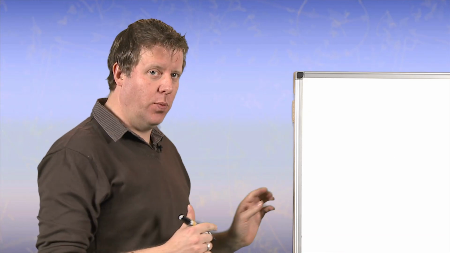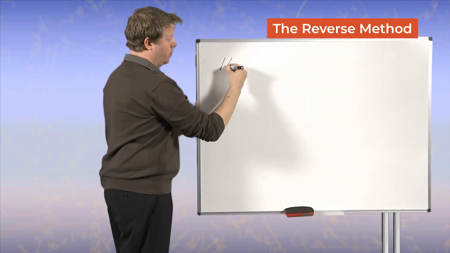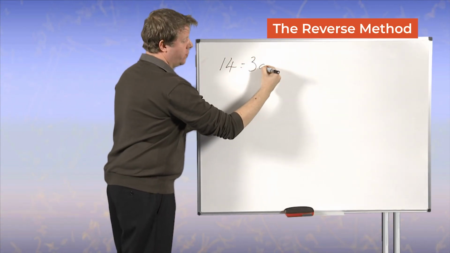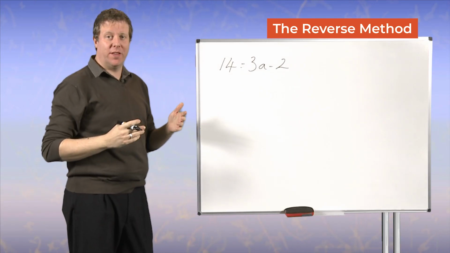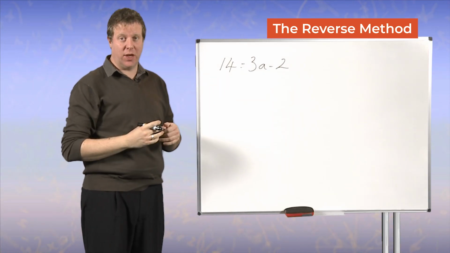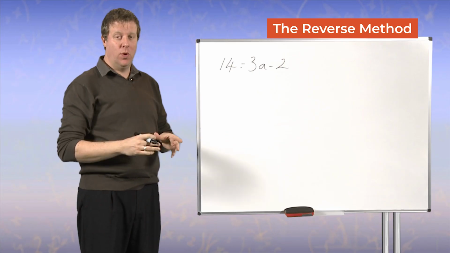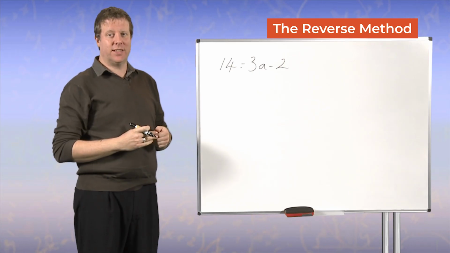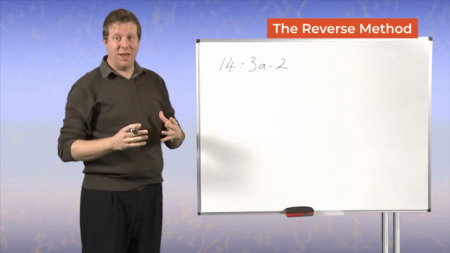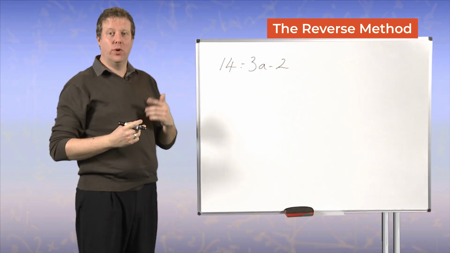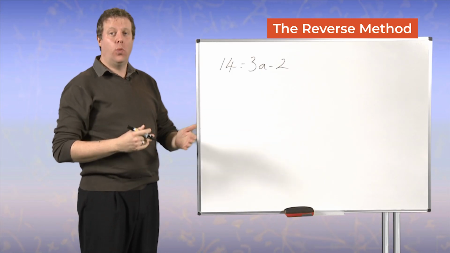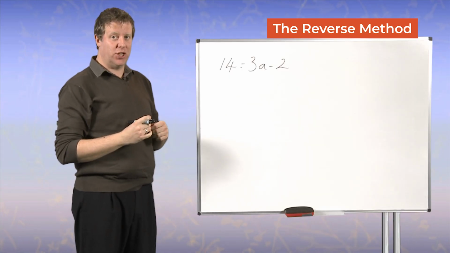So the next method we're going to look at is called the reverse method. Now, the equation we're going to use it for here is this one, 14 equals 3a minus 2. Now, don't be put off by the fact that the letter is on the right-hand side of the equation in this particular example, because the method is exactly the same. So the reverse method involves looking at what is being done to the letter, and then in order to work out what that letter is worth, we perform the reverse operation.